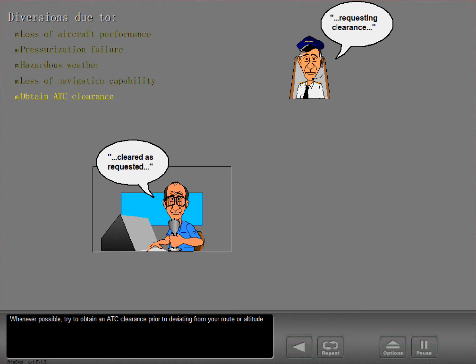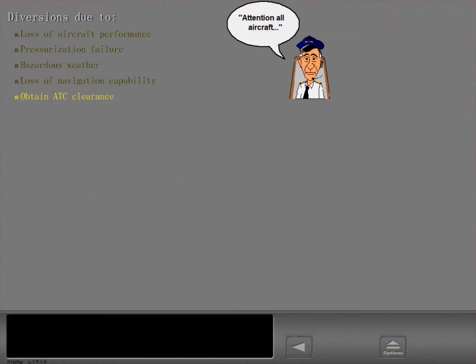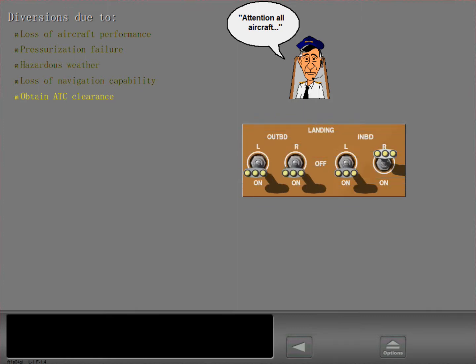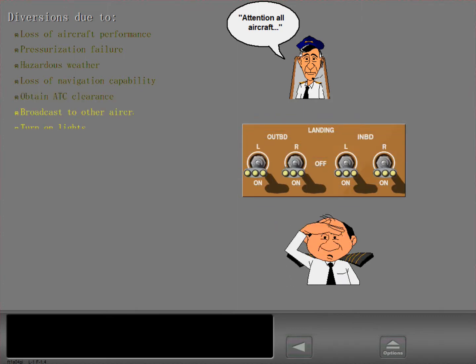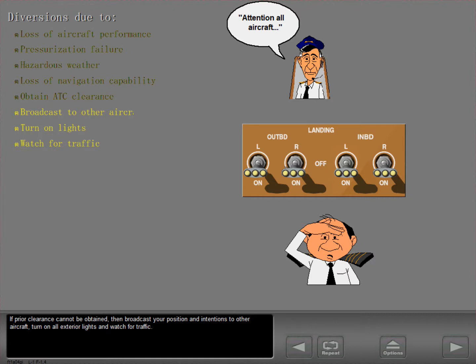Whenever possible, try to obtain an ATC clearance prior to deviating from your route or altitude. If prior clearance cannot be obtained, then broadcast your position and intentions to other aircraft. Turn on all exterior lights and watch for traffic.